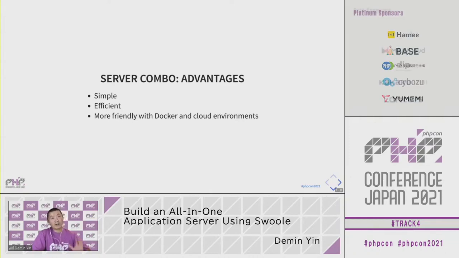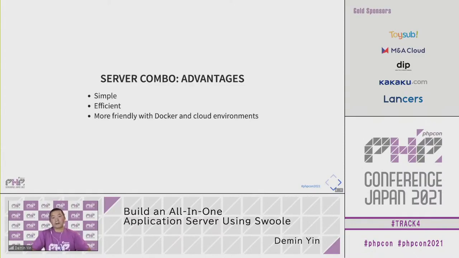And also, assuming we have some data cached in Redis or APCu, those cached data can be used by these different components directly. They can share the same cached data. And this solution is more friendly with Docker and cloud environments. So there are a bunch of different benefits here.